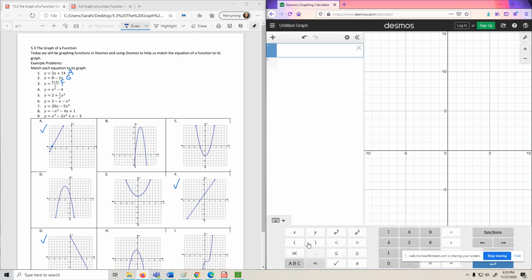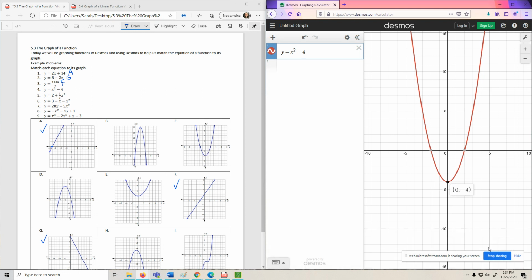So number 4, y equals, to get that exponent, I'm going to do x, and then that squared button, this a squared here, will give me my exponent 2. Then just keep typing in the rest of the equation, minus 4. I have a parabola that looks like a regular U. It's facing up. So it means it's either graph C or graph E. The bottom of my graph here in graph C is at y equals -4, which is exactly what I have going on here. So this graph matches up with C.